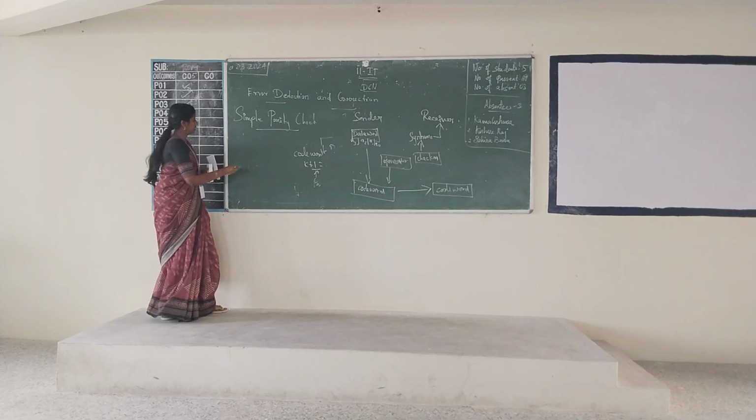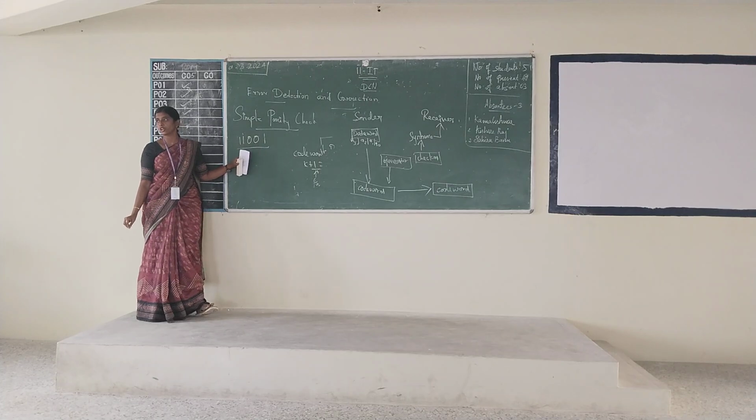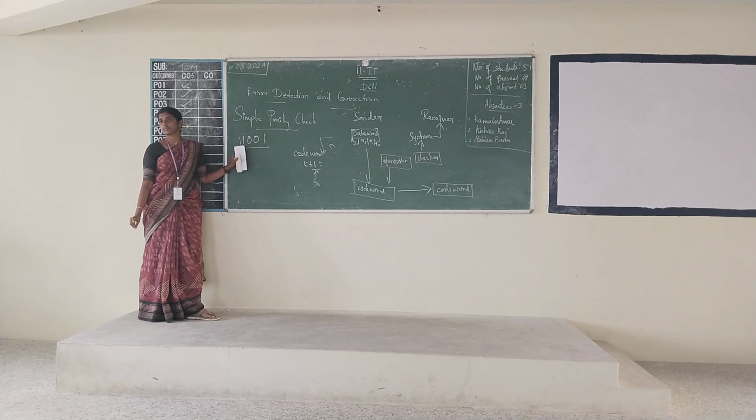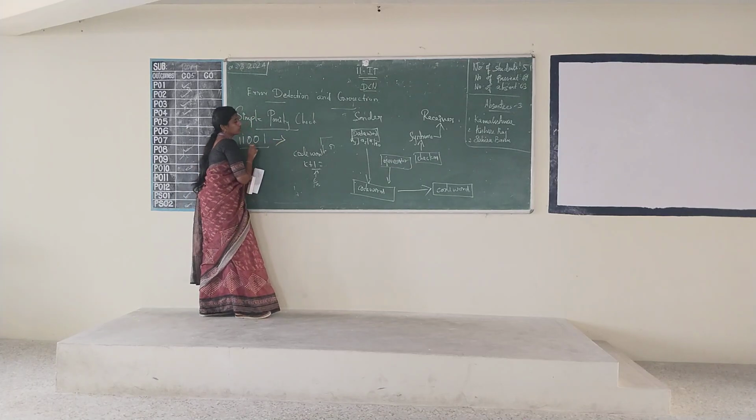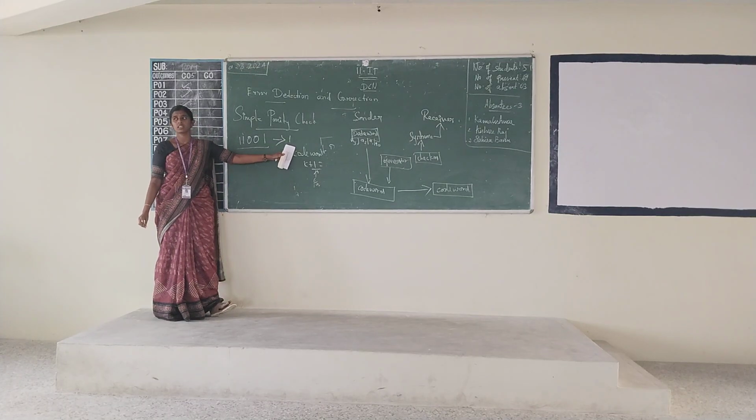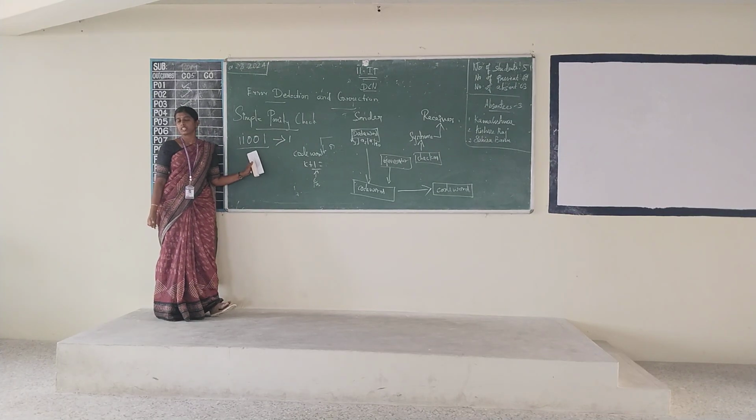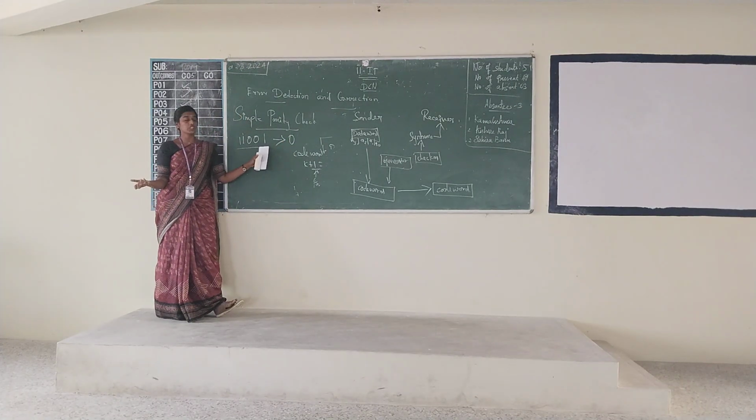Now, this is your code word. Does this have an error or not? Error. How are you saying this has an error? This is a simple parity. The syndrome will generate a 1. If the syndrome generates 1, there is an error. If the syndrome generates 0, then we have no errors. How does the syndrome generate? It counts the number of ones.